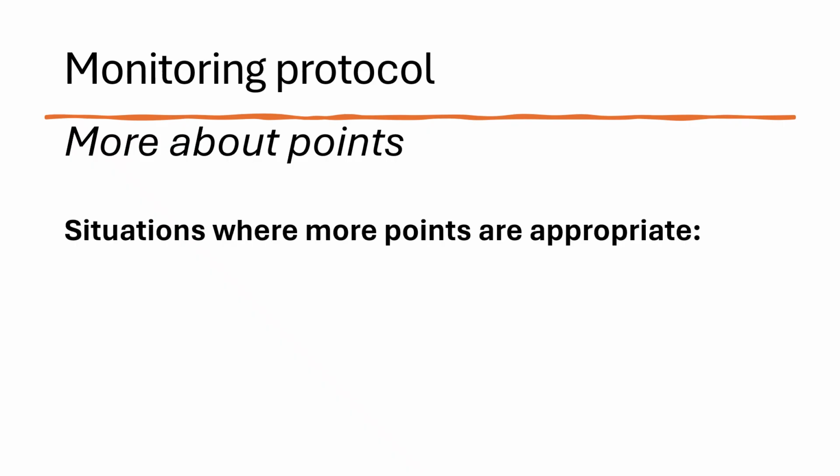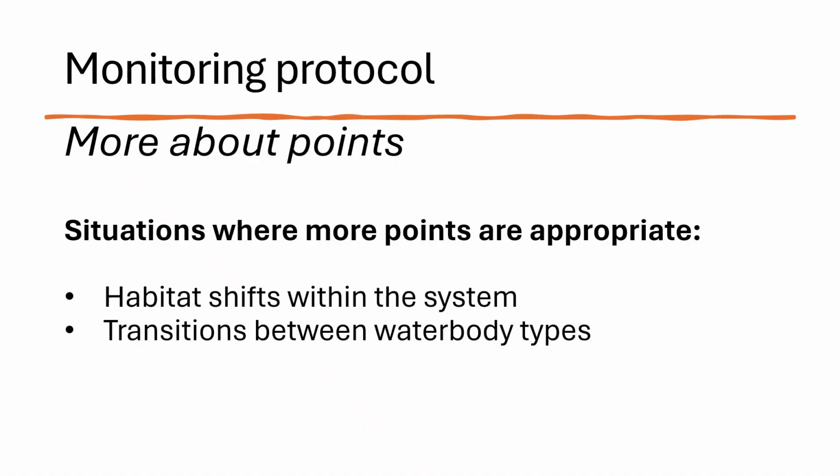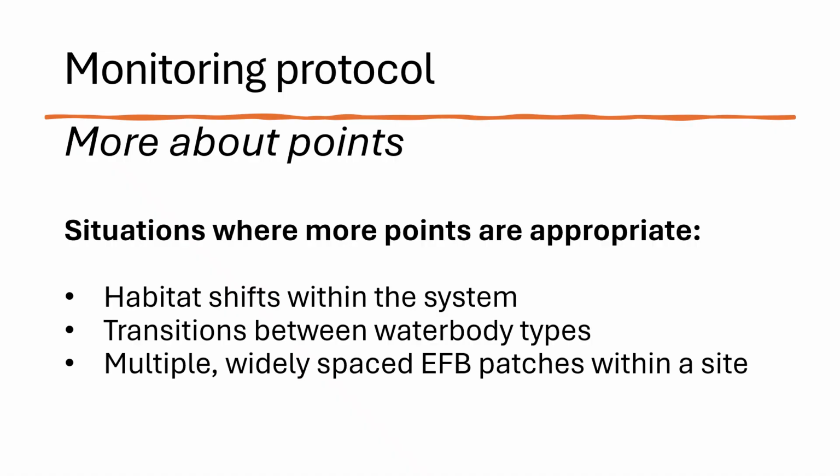Here are some situations where more points might be appropriate. Say the habitat shifts within the system, for instance from a cattail marsh to a forested wetland. Maybe there are transitions between water body types, for instance a lake to an outlet creek. There are multiple widely spaced EFB patches within a site.